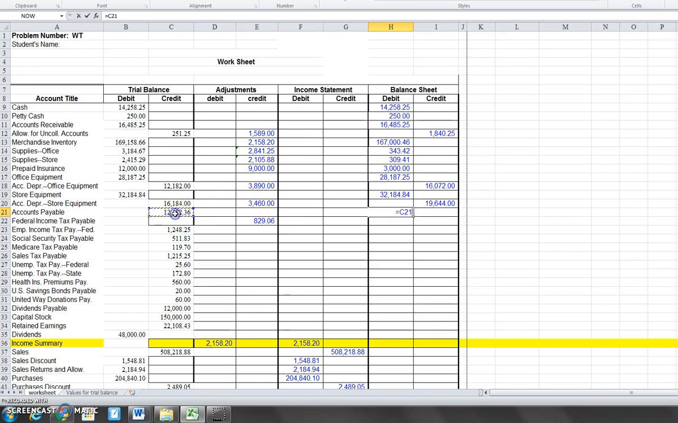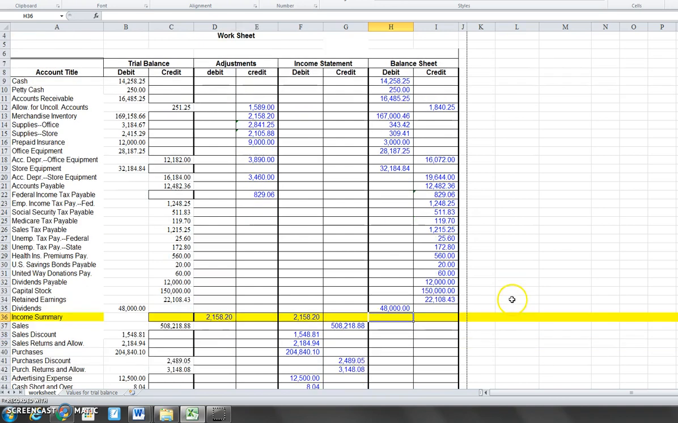Here's accounts payable. It's a credit, so make sure it goes in the credit column. So there's accounts payable. All of these actually will be credits now. This is a credit. And then you can just fill handle pretty much all of these down. They're going to be all credits up until we get to dividends. And dividends is going to be a debit. And that completes the balance sheet portion of this worksheet.